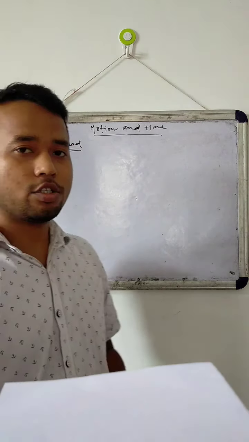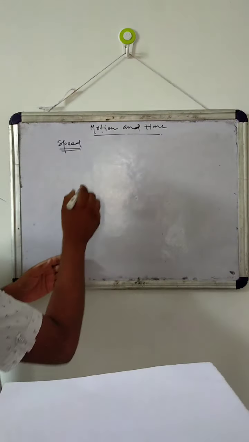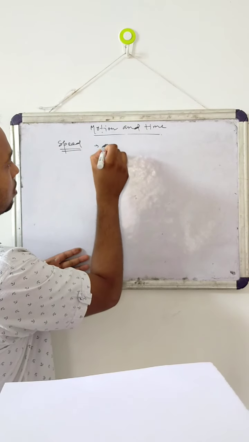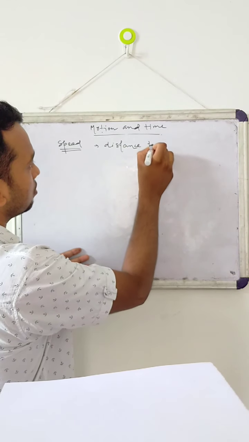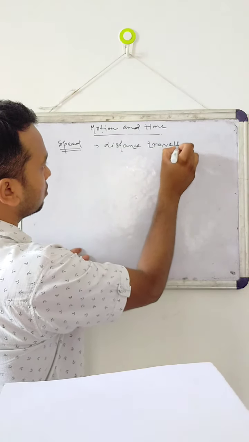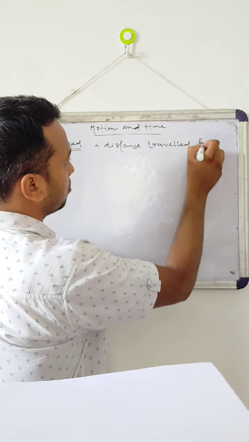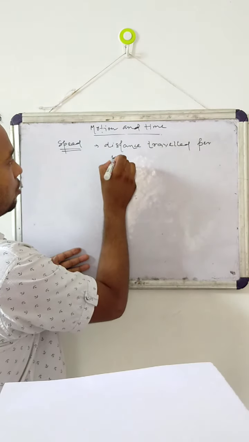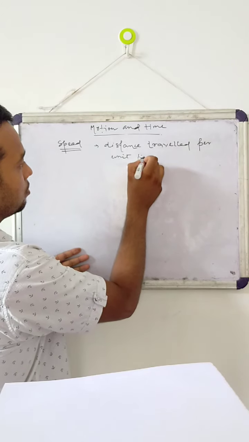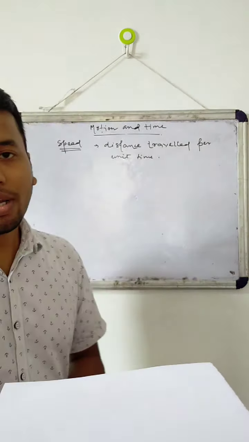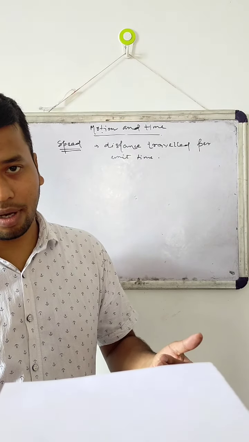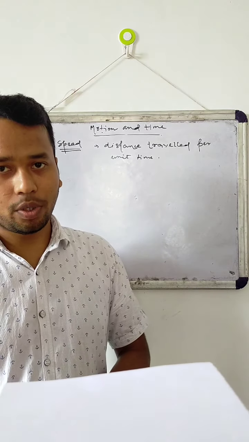So what is speed? Speed is distance traveled per unit time. So in unit time, how much distance the object will travel? This is called speed.